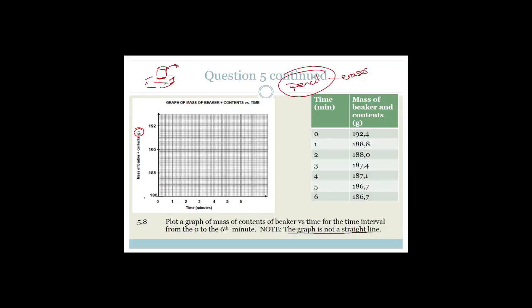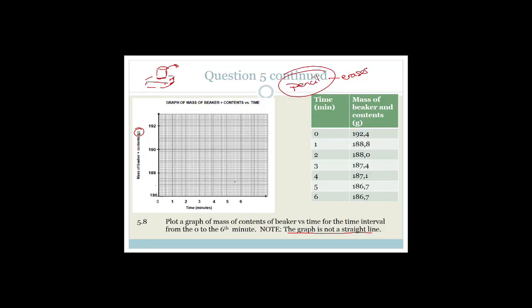But this starts at 186, and then it's 187, 188, 189, 190, 191, 192. What's important is that these are equidistant from each other, okay? So you can't go 186, 190, 193, 194, okay? It has to have the same value between each gap every time. That is the most important thing. So they have to be properly scaled.